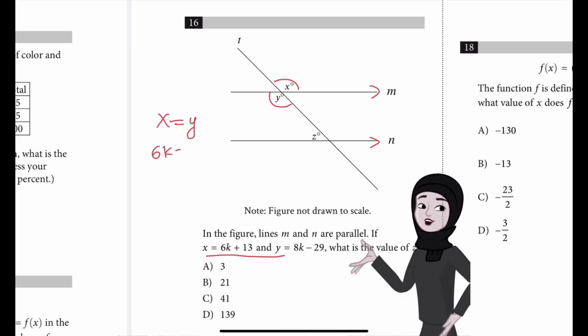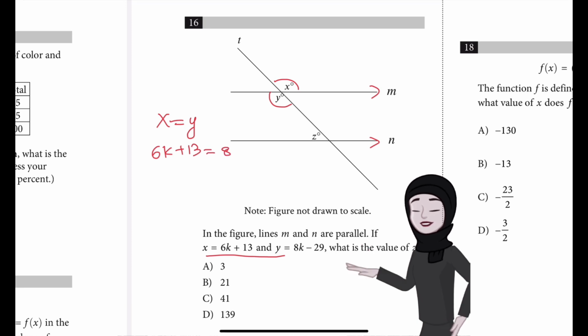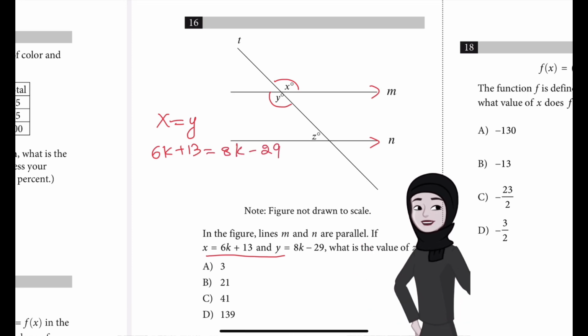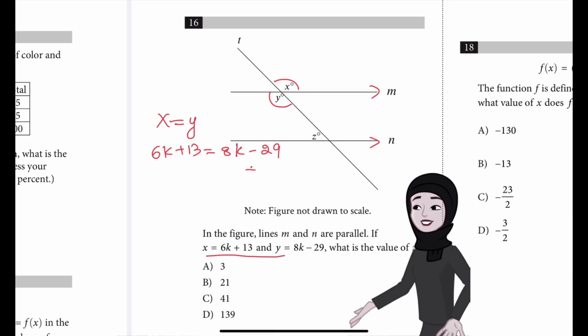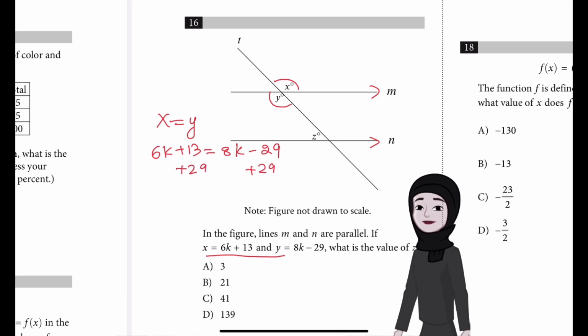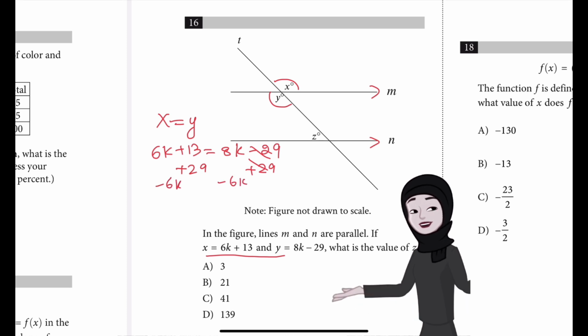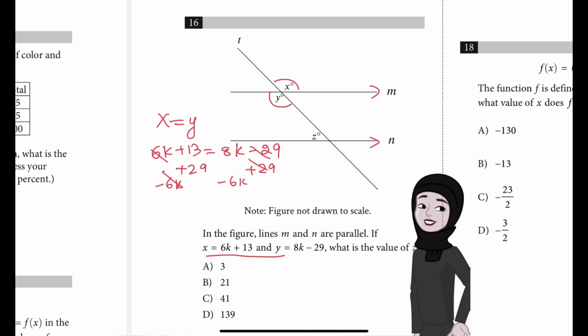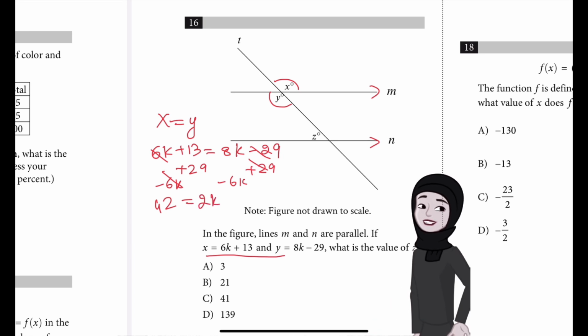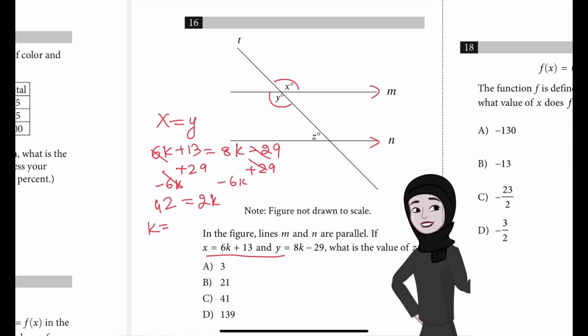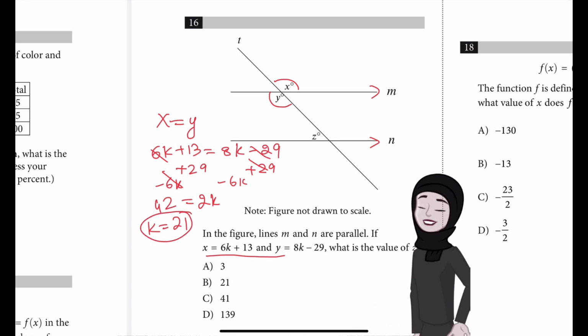So substituting this, 6k plus 13 is equal to 8k minus 29. We will first solve for k. Then we can use that information to solve for z. I will tell you that later. So first we can, let's say, add 29 to both sides. And we can subtract 6k on both sides. So that way we will have 29 plus 13, which is 42. So 42 is equal to 8k minus 6k, which is 2k, which also means that we have to divide by 2 on both sides. 42 divided by 2 is 21. So now we know the value of k.